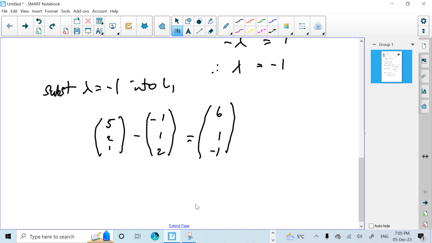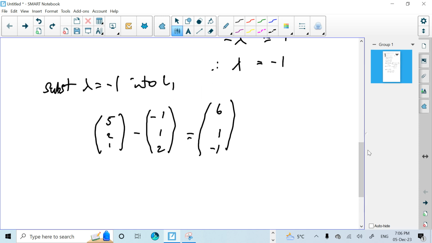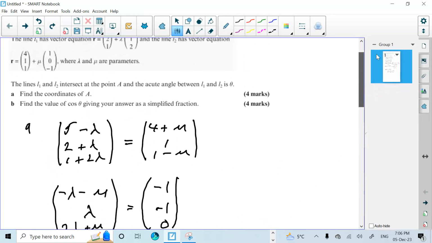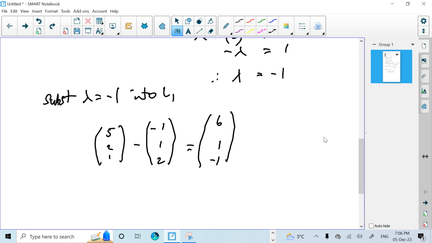So now if we extend the page, let's just scroll down. And that's the answer, by the way, to part A. Whoops, this is not working. Apologies for this, it's all real time. And remember, part A, find the coordinates of A. Well, your coordinates of A is x equals 6, x, y, and z, but i, j, and k. i is equal to 6, j is equal to 1, and k is equal to minus 1.